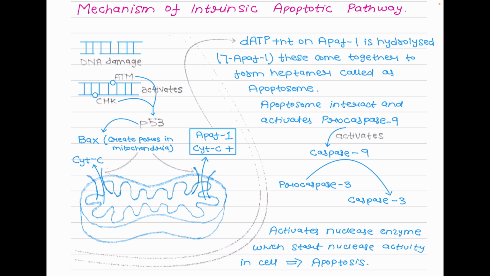Now caspase 3, once active, is going to further activate nuclease enzyme. Now the nuclease enzyme will start nuclease activity in the cell, eventually leading to apoptosis. That's all for the intrinsic apoptotic pathway.